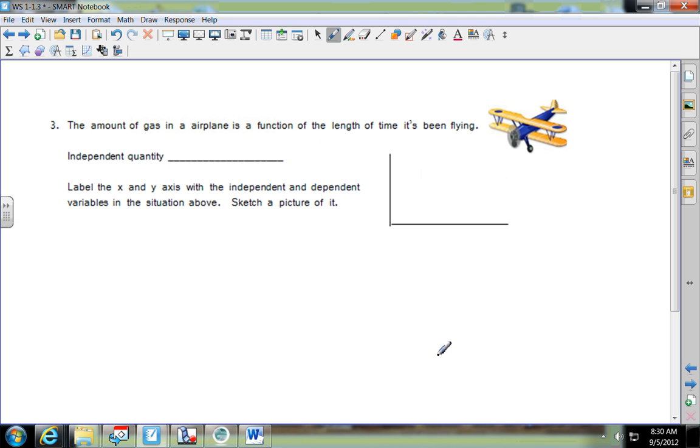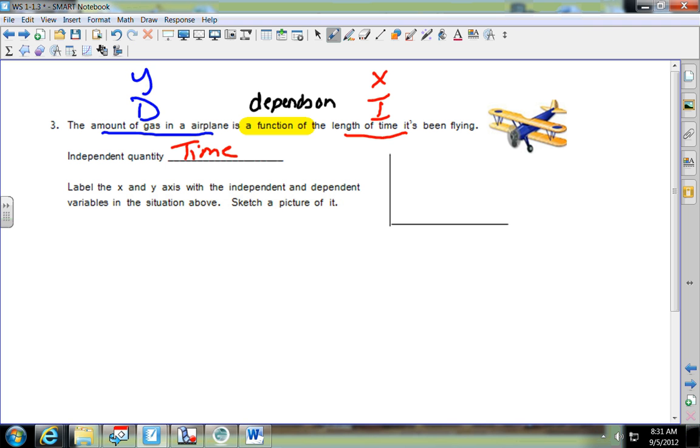Next, the amount of gas in an airplane is a function of the length of time it's been flying. Oh, wait, we got lots of phrases going on up here. Is a function of, remember that we can say is the same as depends on. So the amount of gas in the airplane, there's your dependent, depends on the length of time it's been flying. The independent is going to be the time. Now it says to label the X and the Y axis with the independent and dependent. Well, remember, independent is the X, dependent is the Y.